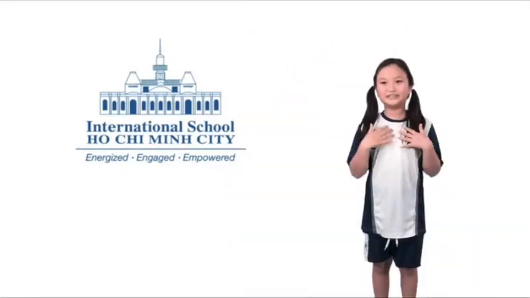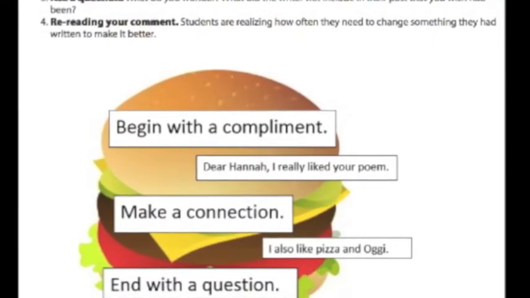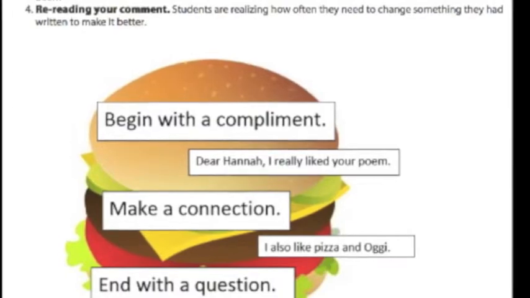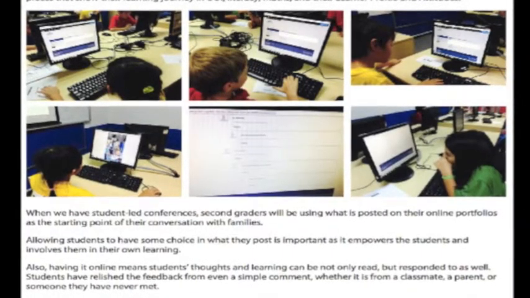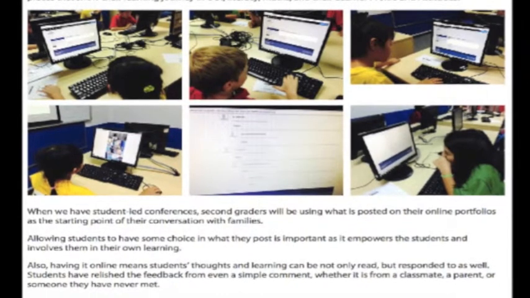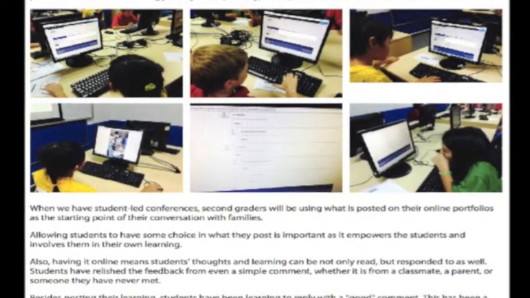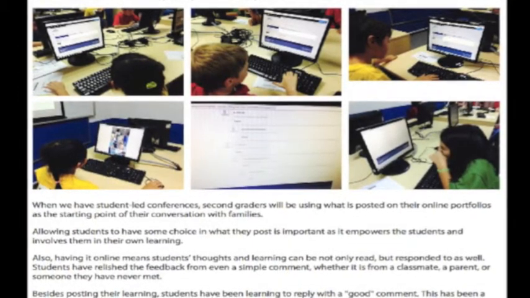Sign up today! In grade 2, students are taught how to add comments to each other's blogs. This hamburger is a great model created by one of the grade 2 teachers. Starting from grade 2, students start to make choices in what gets added to their online portfolio. This empowers them and involves them in the learning process. Students start to learn what a digital footprint is.